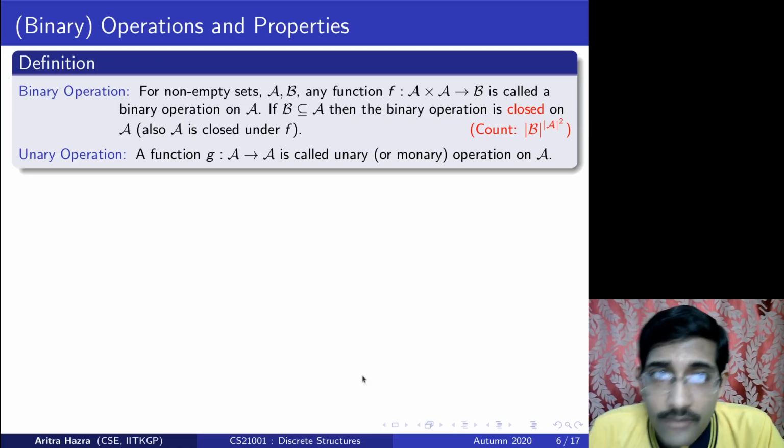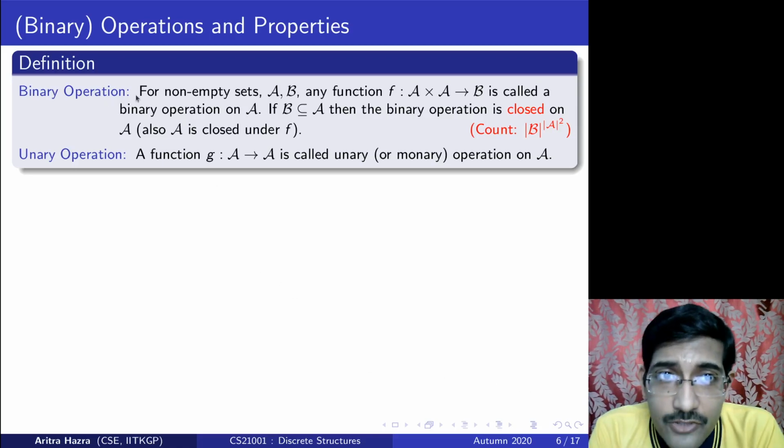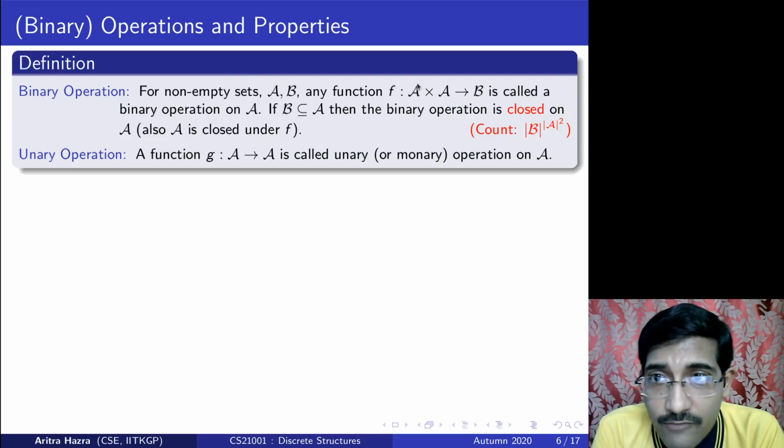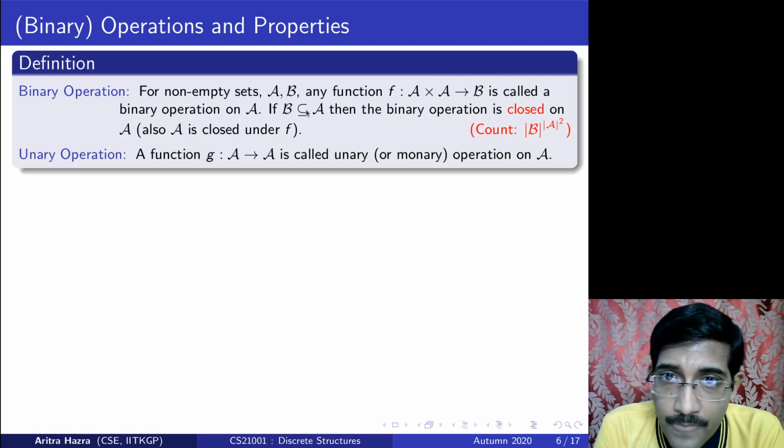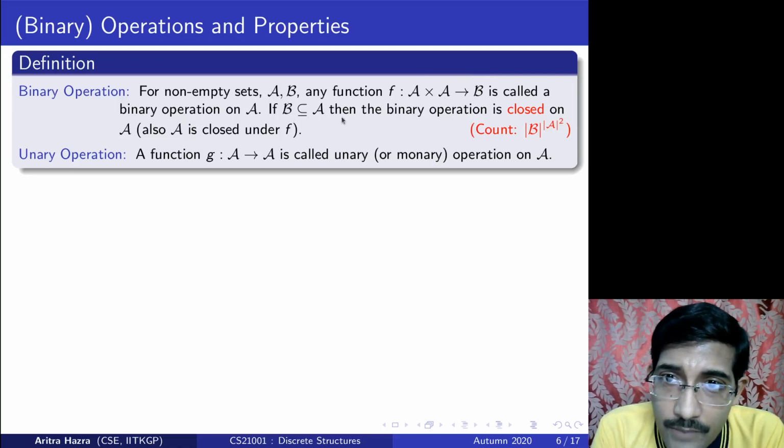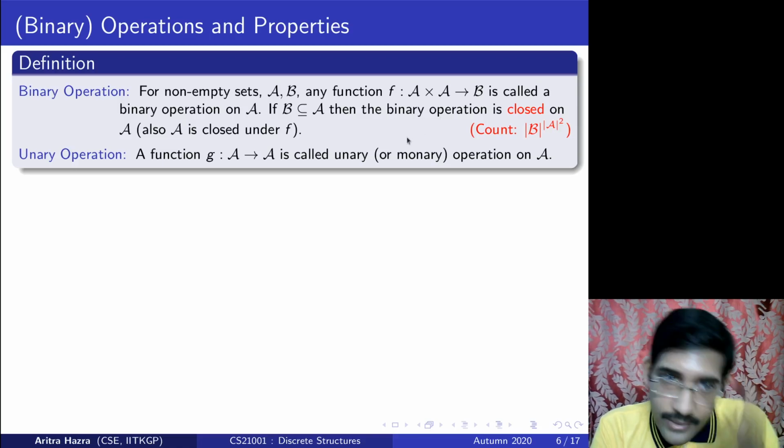So there is a formal definition which is called a binary operation between two non-empty sets A, B. We call it a function where we take two of them. This function is the operation between two of them which results in an element from the set B. If that set B is a subset of A, then we call that binary operation to be closed under A.